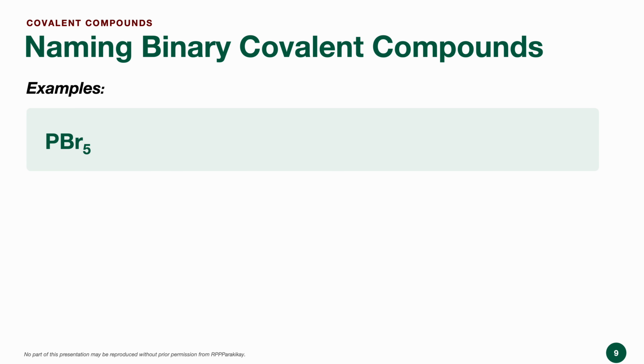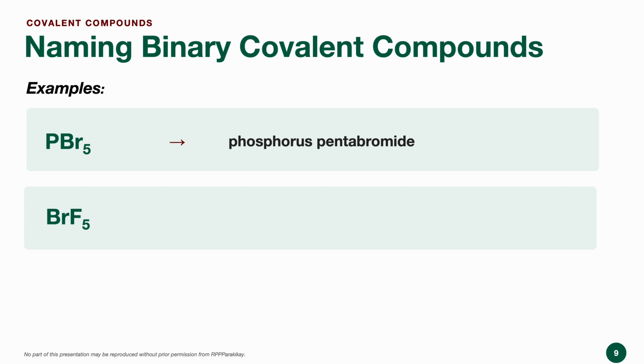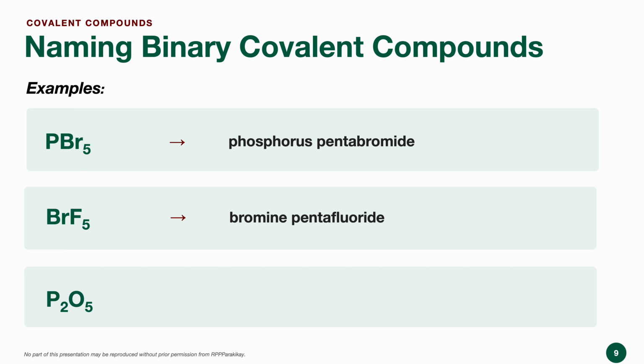First, we have PBr5. Phosphorus is less electronegative and therefore it is named first as is. Then we have Br5, so 5 bromine atoms become pentabromide. So the name is phosphorus pentabromide. Next example, BrF5. Using the same logic, bromine is named first as is, and then we have 5 fluorine atoms, and the name will be bromine pentafluoride.